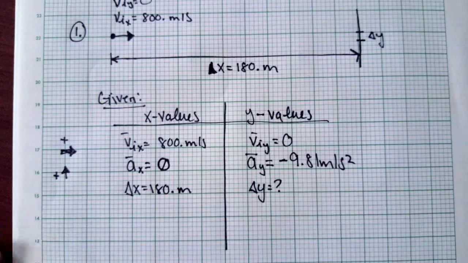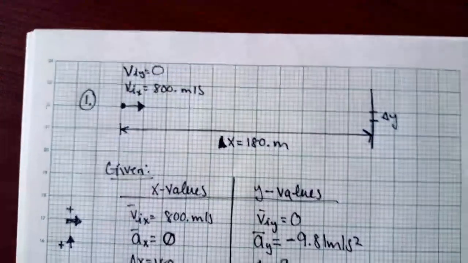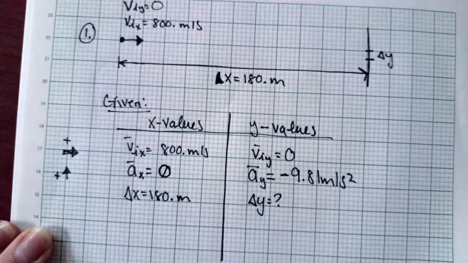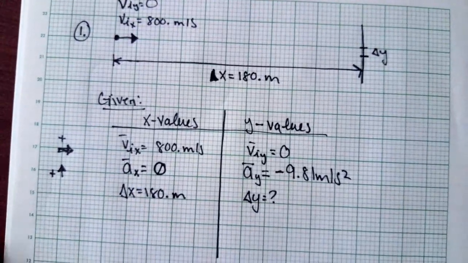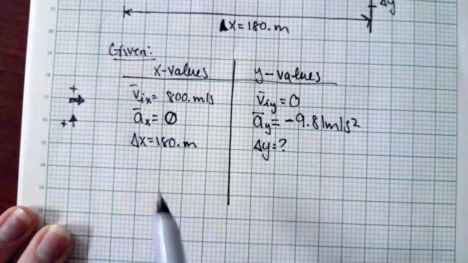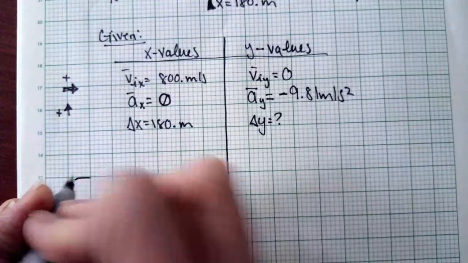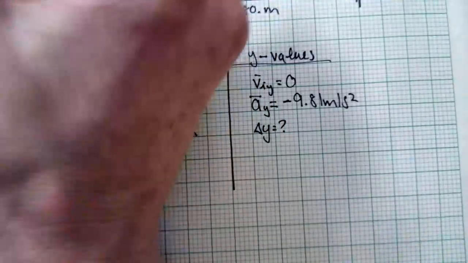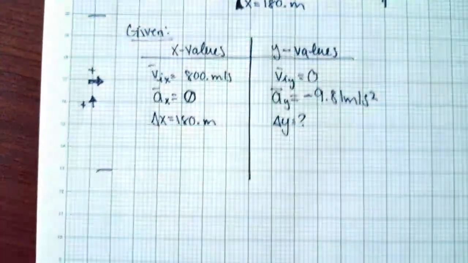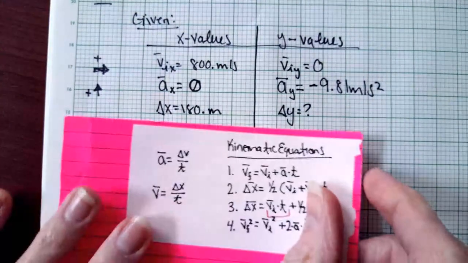Chip on into part 2 here. So far we've drawn our picture. That's step 1. We have written out all of our given values, step 2. Now what we're going to do is look at our kinematic equations. So step 1, step 2, step 3. Our kinematic equations are here.